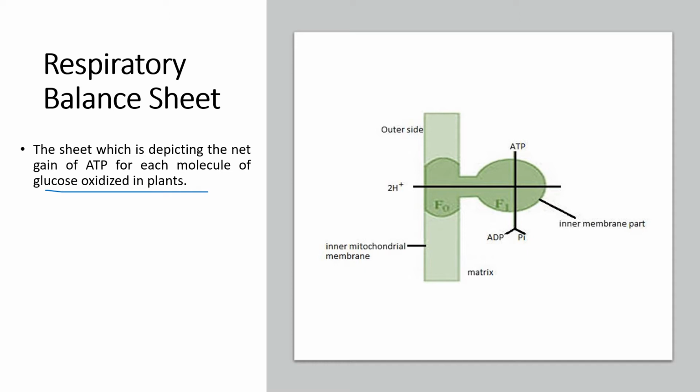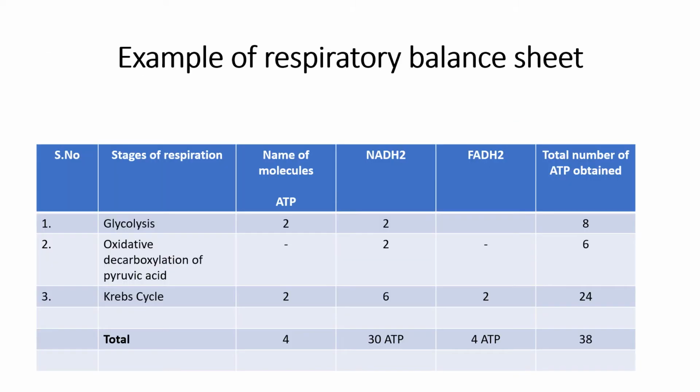So here is a diagram which is depicting the net gain of ATP for each molecule of glucose oxidized in plants. So this is a diagram which is depicting this concept of respiratory balance sheet. We will be giving the example of how the respiratory balance sheet looks like.